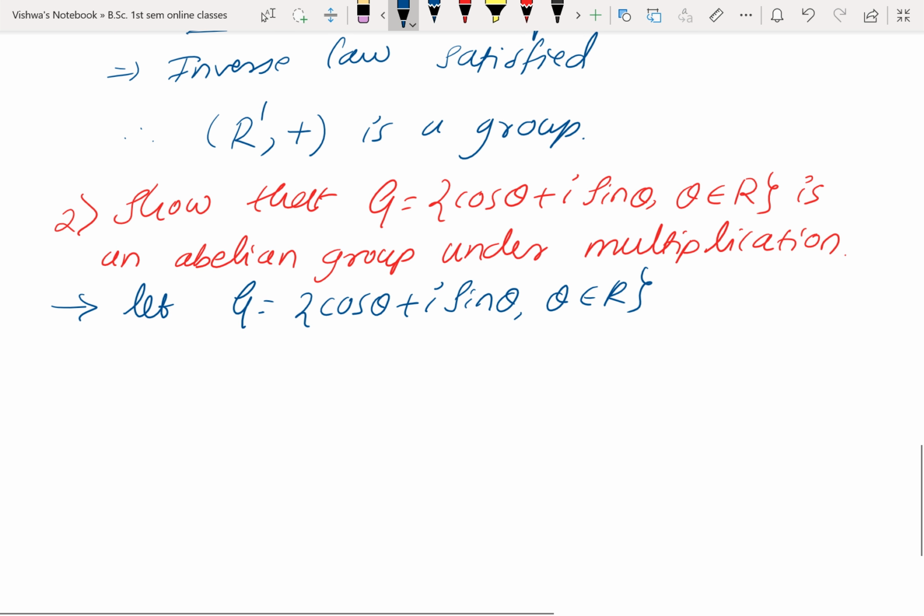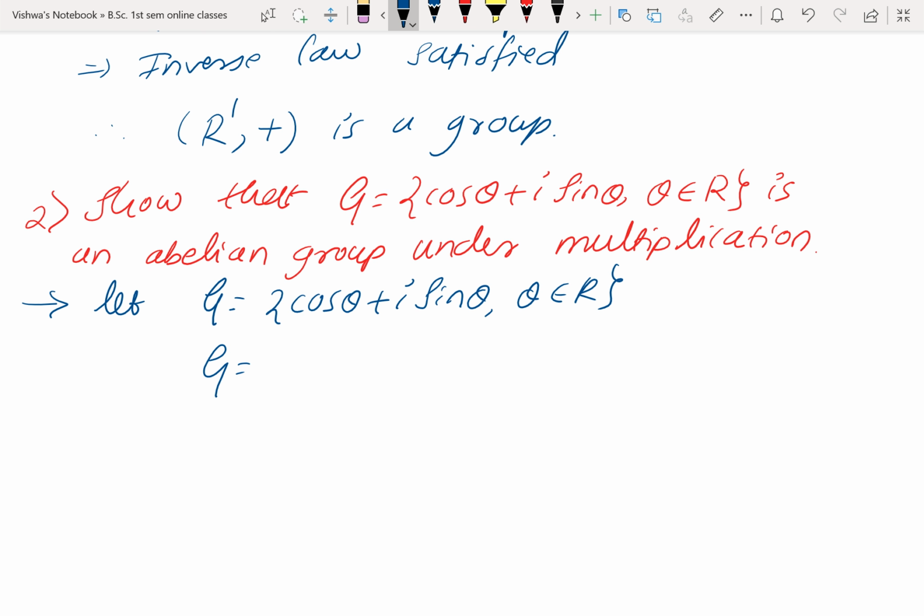Then G can be written in short form as cis theta, where theta belongs to R. That is cos theta plus I sin theta. In short form it is cis theta, that is cos, C for cosine, I is the imaginary number, and S is the sine. So therefore cosine plus I into sine.